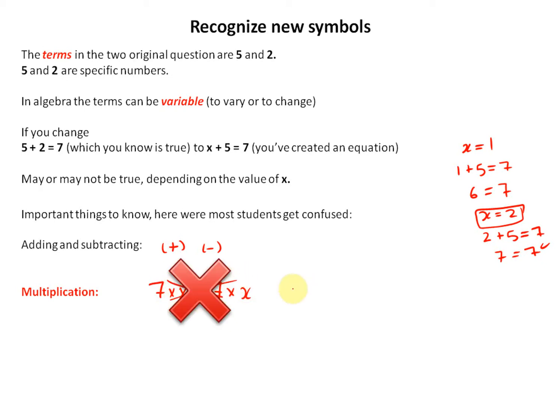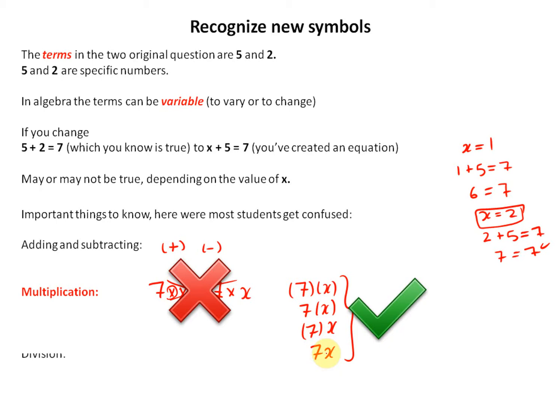Instead, we use two parentheses like 7 times x, or 7 times x this way, or 7 times x this way, or simply 7x. These four forms indicate multiplication. So wherever you see any of these forms, that means it's multiplied together. We don't use this anymore. So 7x means 7 times x. Division is still the same as basic arithmetic. A divided by 12 is simply written as a fraction, a over 12, or a forward slash, a/12.